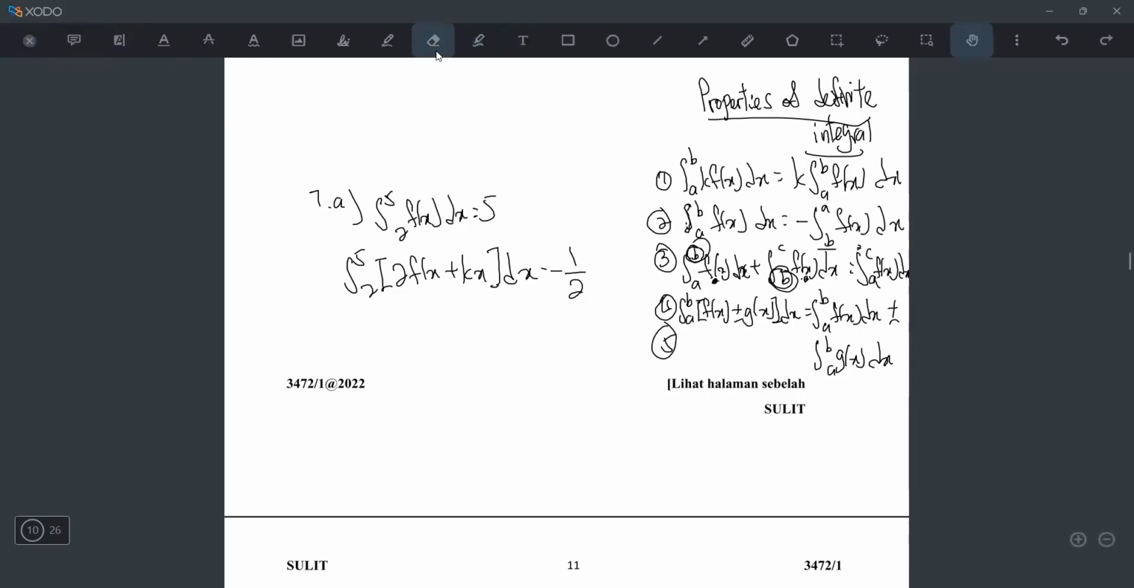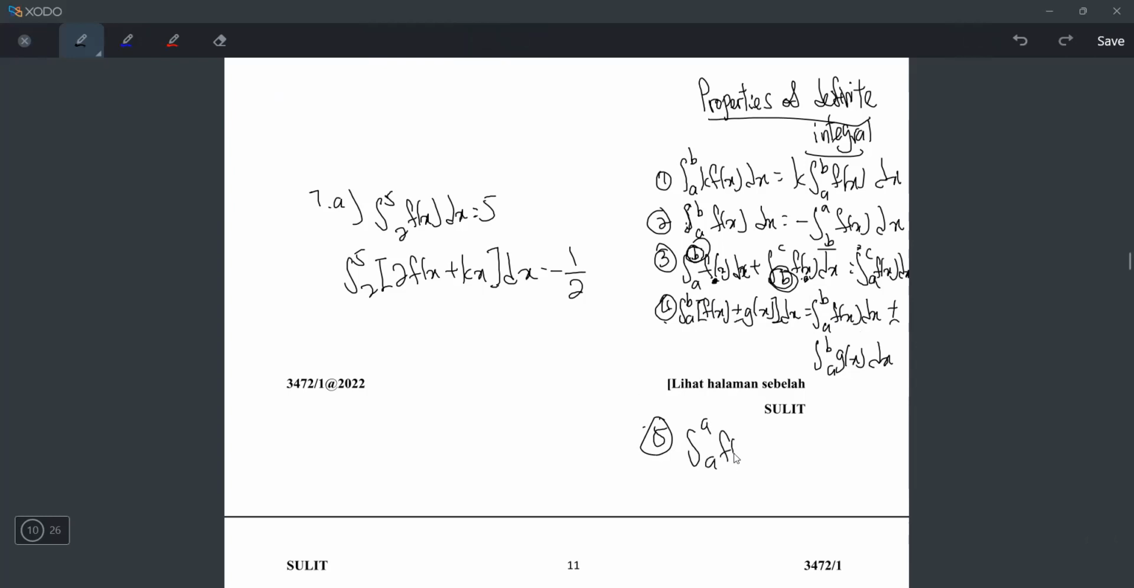Okay, for my last property, if I give you integrate a to a f(x) dx, then it will equal 0. It means whatever is inside here doesn't matter, and if the number here and here is the same, then it will equal 0. Okay, now we can do this question.